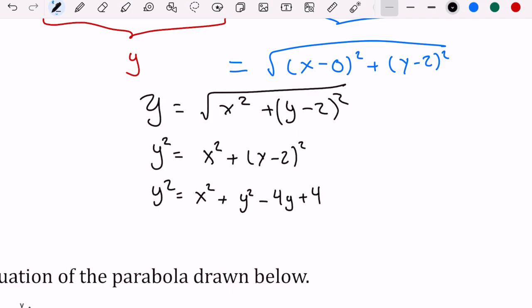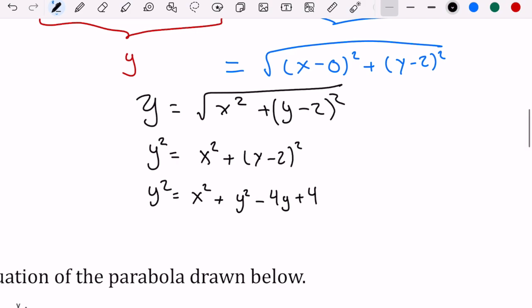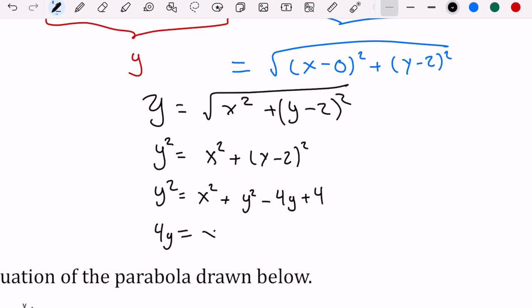This is why I wanted to get rid of the radical and to foil, because on this side I have a y squared and on this side I have a y squared. By subtracting y squared on both sides, and I'm going to solve for y, so I'm going to add 4y. I am canceling the y squareds. This is x squared plus 4. So y equals x squared over 4 plus 1. This is the expression that I was looking for.